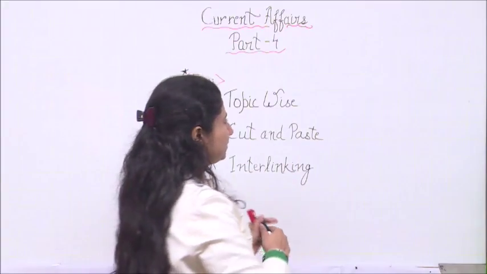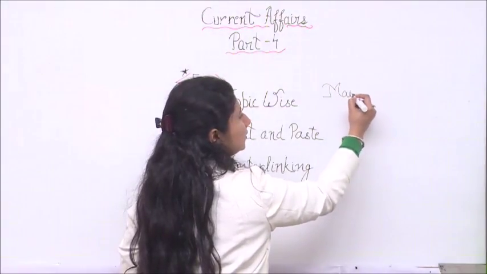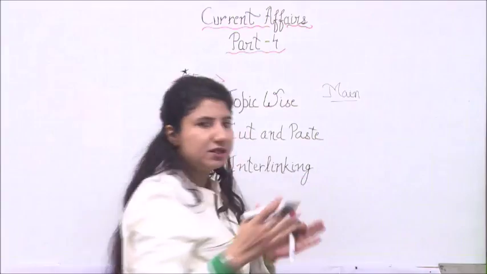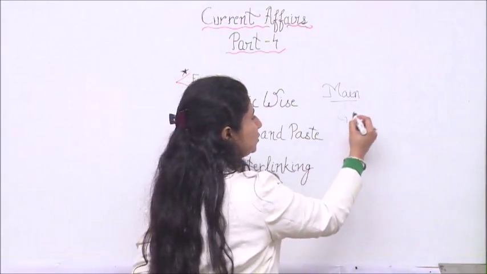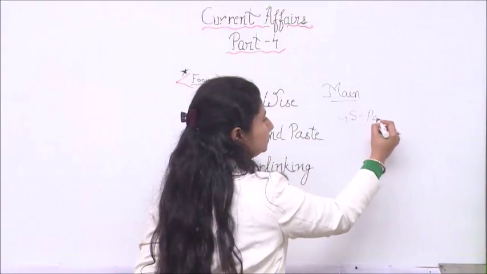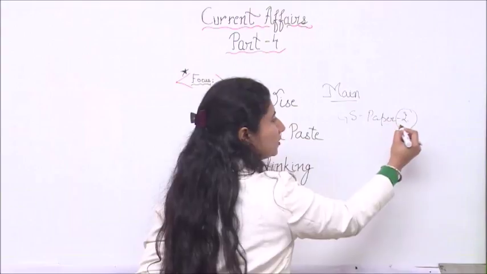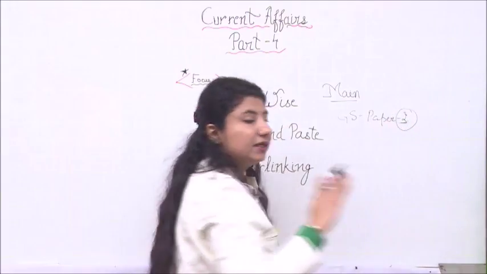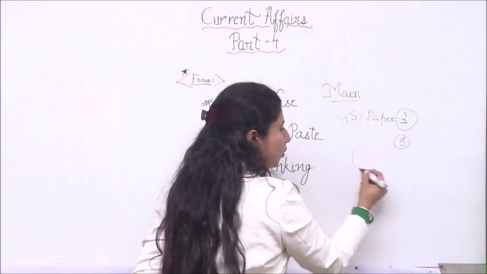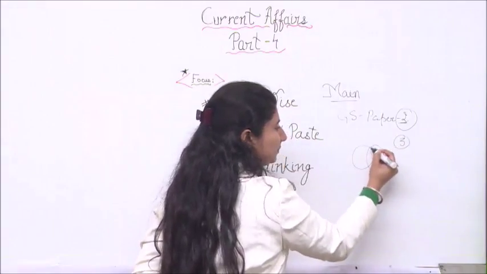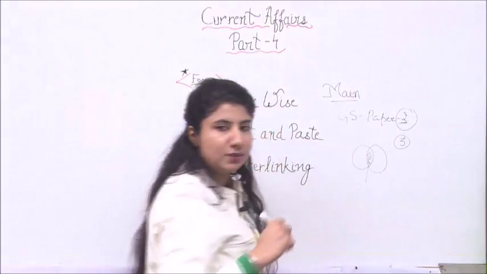Because in your main examination, it is all about interlinking the news, information or data, whatever you have in your syllabus. For example, in your GS paper 2, you cannot say that whatever is valid for GS paper 2 is completely invalid for GS paper 3. There will be some overlapping sections, overlapping information where you have to keep your focus as well.